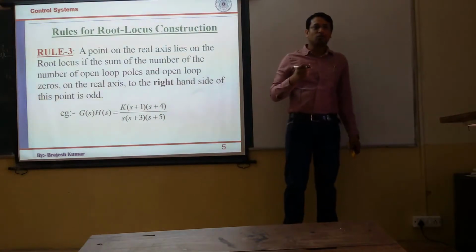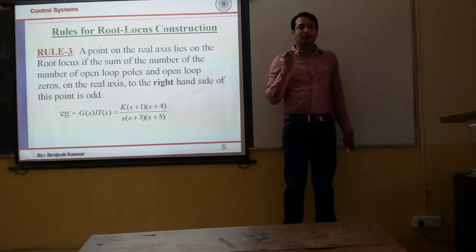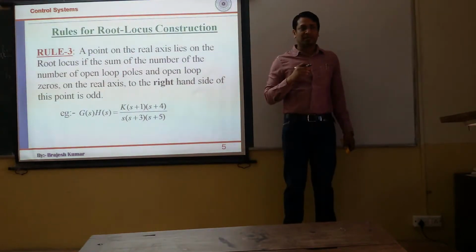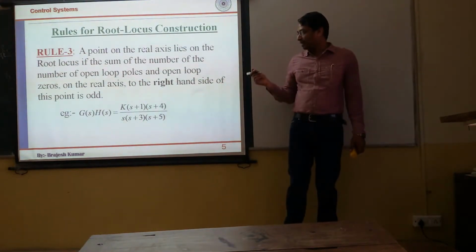For this, the rule says that if the number of poles plus the number of zeros to the right-hand side of that particular section of the real axis is odd, then that particular section of the real axis will be the part of your root locus. Let us try to understand this particular fact with an example.